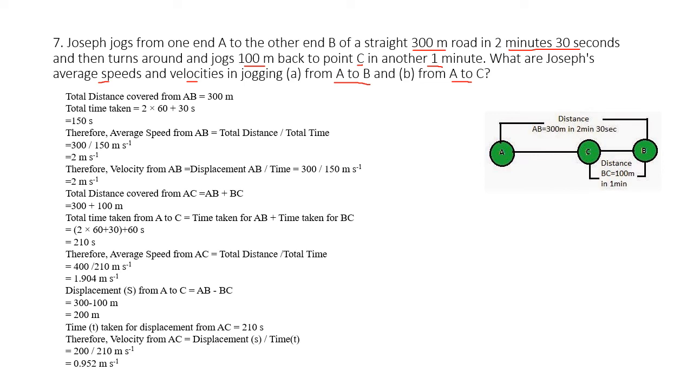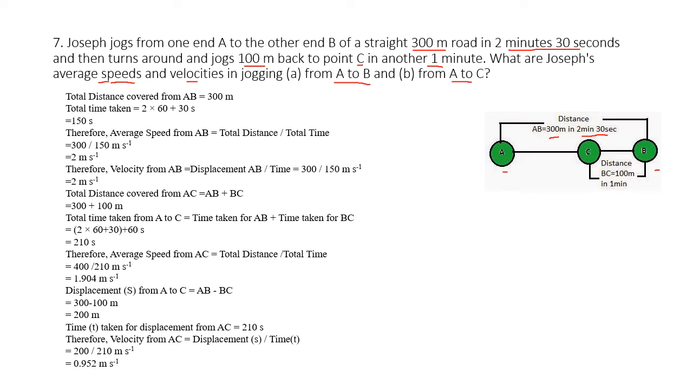Fine. So let us draw the diagram for easy understanding. So point A and this is point B. The distance between point A and point B is 300 meters. He covers this 300 meters in 2 minutes 30 seconds. So distance is given, time period is given. You can calculate the speed between point A to B.